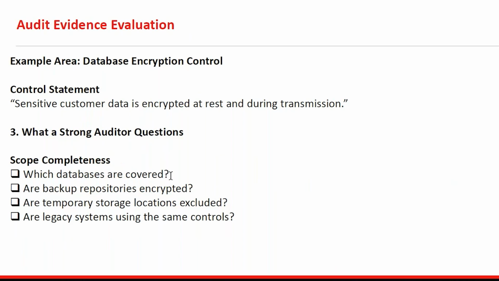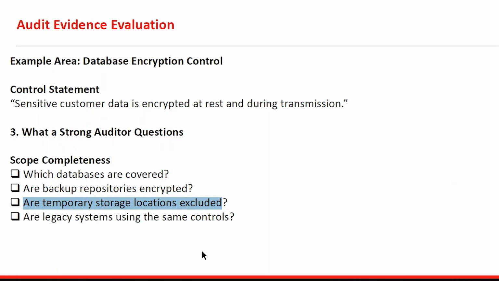Again, you can look for coverage, right? Which are the databases that have been covered? Very, very important. Are backup repositories also encrypted? Are temporary storage locations excluded? Which means between your primary database and backup database, in the process of operations, there can be certain temporary storage locations where you could be storing data. Are they included or excluded from your encryption?